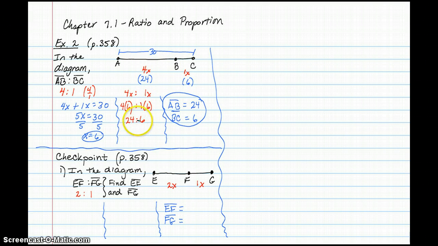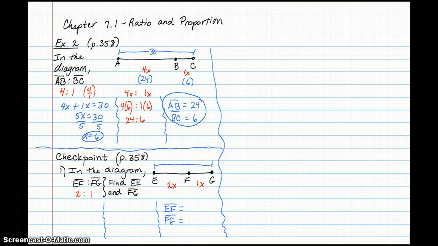So the ratio of these two is 24 to 6. And 24 plus 6 is 30. So segment AB is 24 units long, and segment BC is 6 units long. Now take a look at the bottom of page 358. You have been given another diagram, segment EFG, and you've been told that EF's ratio to FG is 2 to 1. So EF is 2 times longer than FG is. So 2x, 1x, and you know that the total length is 24.